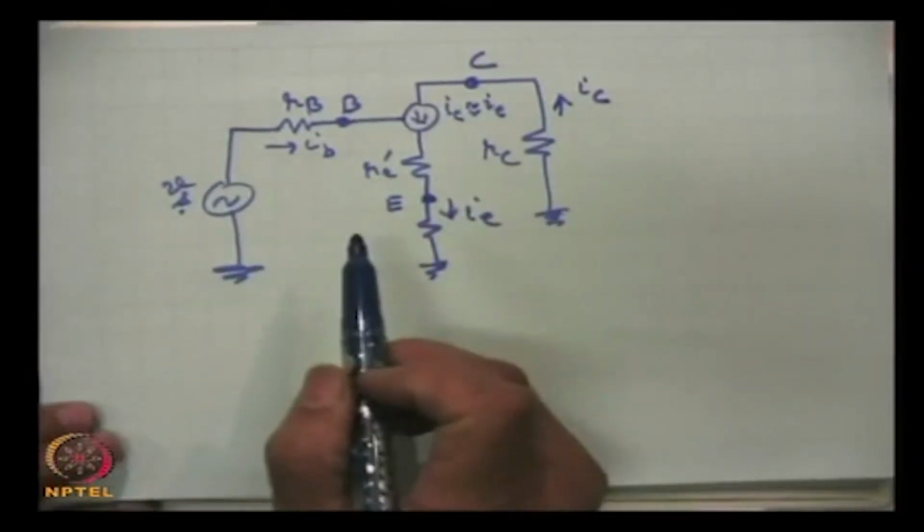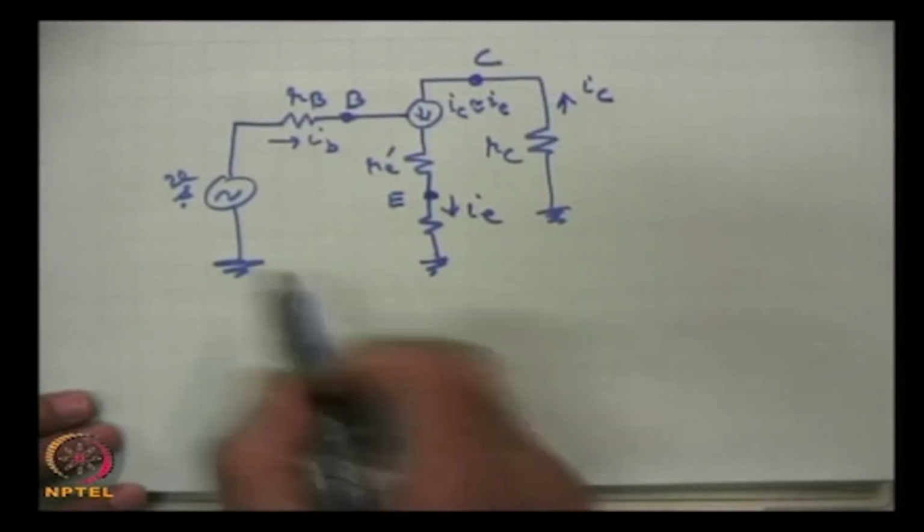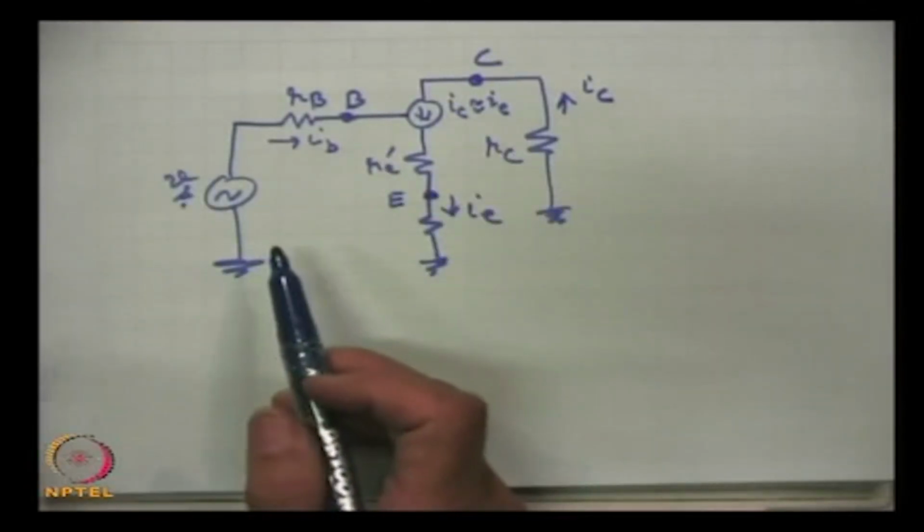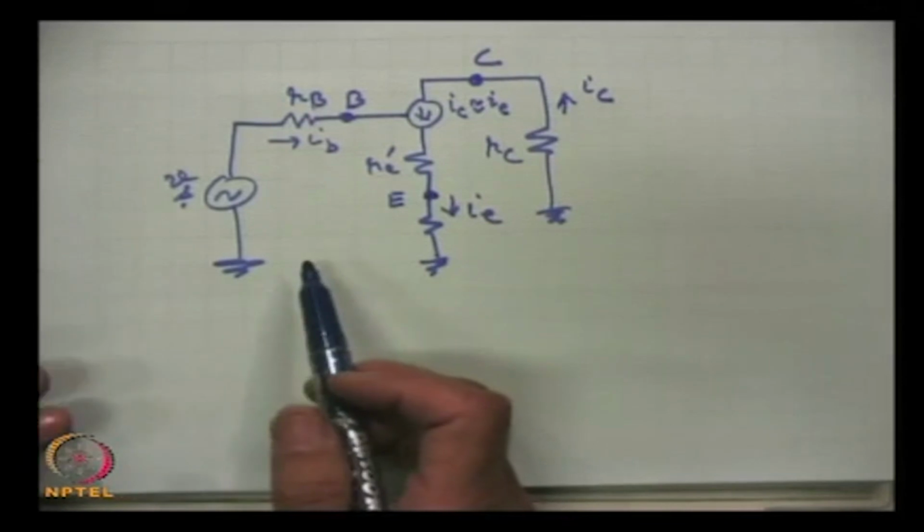Now, I am sure I have made amply clear how we arrive at this. For the basic circuit of the amplifier, first we came to the AC equivalent circuit, and in the AC equivalent circuit we replaced the transistor by its small signal model, and we get this. Now, we are ready to go for the analysis.